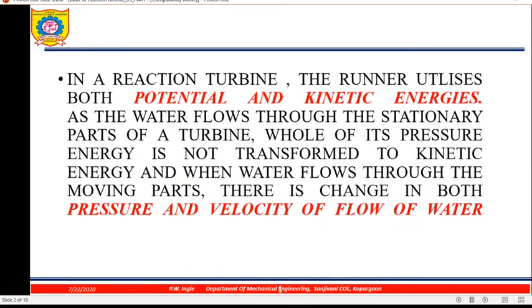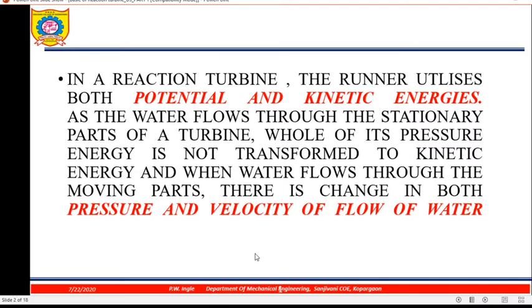So in a reaction turbine, the runner utilizes both potential energy as well as kinetic energy. As the water flows through the stationary part of the turbine, the whole of its pressure energy is not converted into kinetic energy. When water flows through the moving part, there is a change in both pressure and velocity of flow of water. In short, in case of impulse turbine, all potential energy or pressure energy is converted completely into kinetic energy in a stationary part, that is the nozzle.